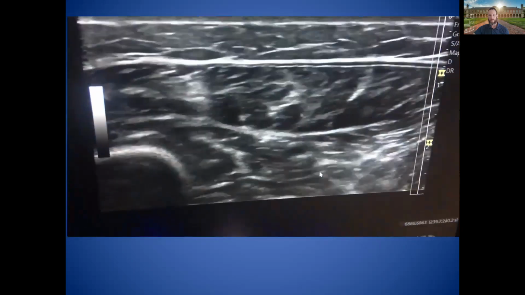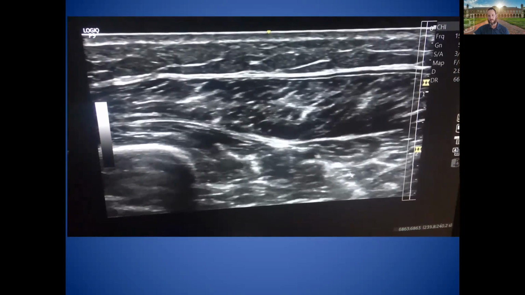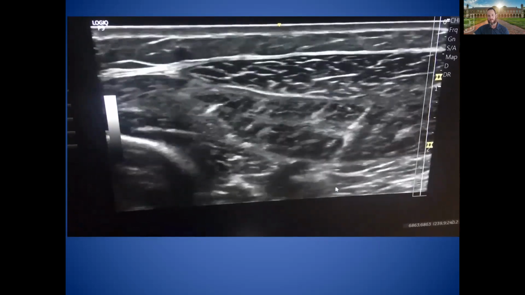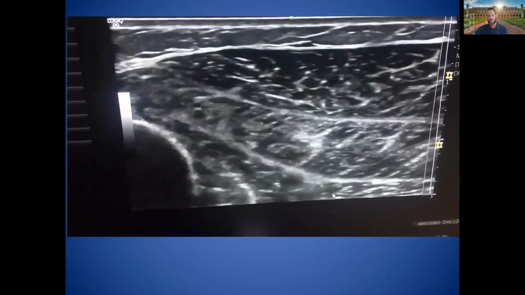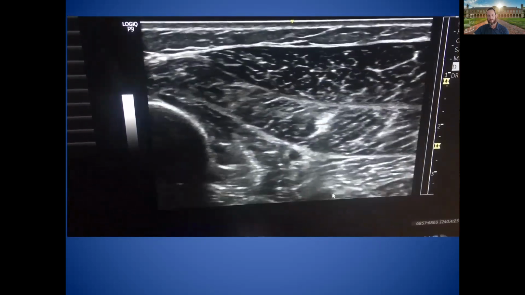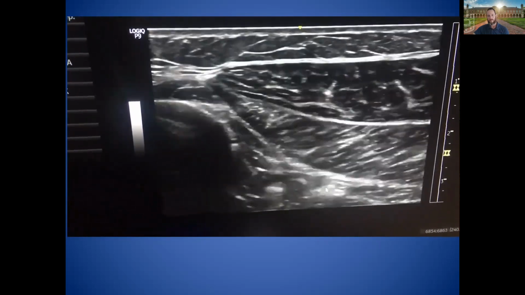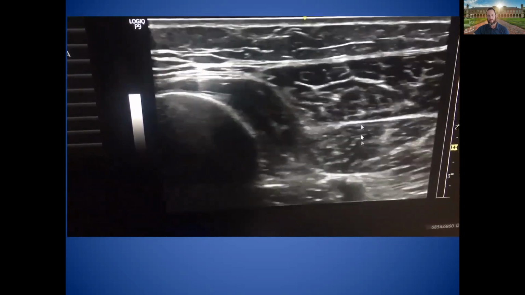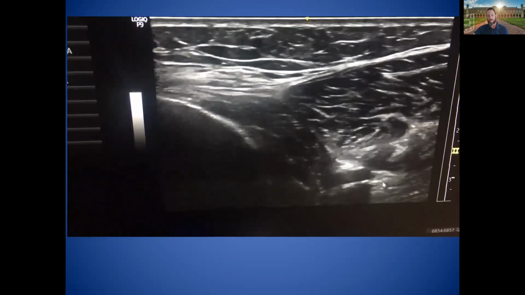And if you could go back to the screen, what I'm doing is just going to continue to move up through the leg. And this is the tibial nerve right here. It stays very close to the artery. Increase the depth a little bit here. And as you approach the popliteal fossa deep to the soleus here, you can see the nerve right here, right against the artery, deep to the soleus. The gastrocnemius is over here. And here's the tibial nerve.